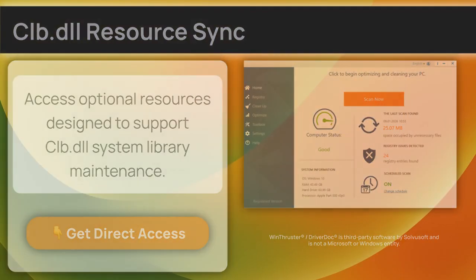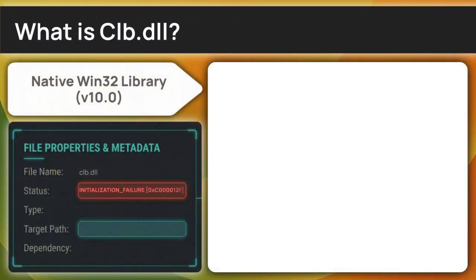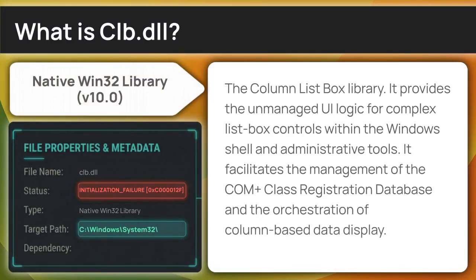This is the Clb library, the column listbox library. It provides the unmanaged UI logic for complex listbox controls within the Windows shell and administrative tools. It facilitates the management of the COM+ class registration database and the orchestration of column-based data display.